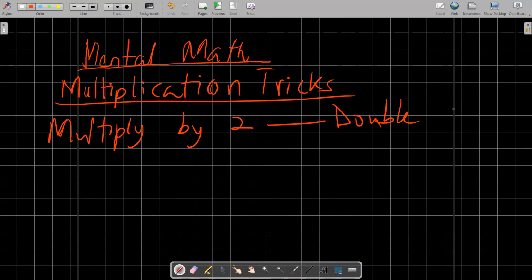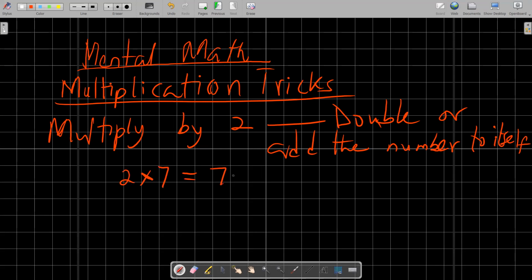Double, or add the number to itself. For example, 2 times 7 equals 7 plus 7. And that is what? 14. 2 times 47, double 47. Just say 47 plus 47, and that will give you what? 94. All right. Now, what's the next step?